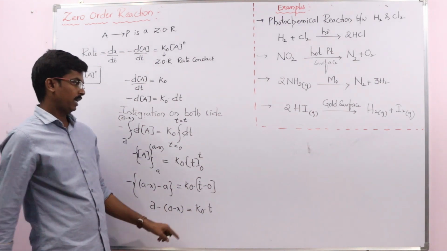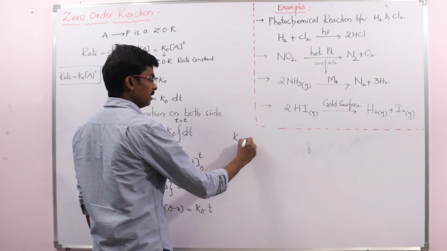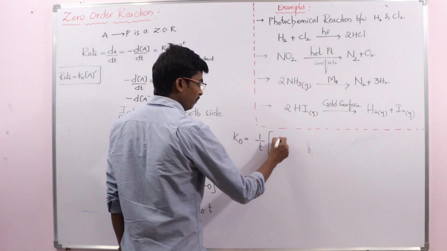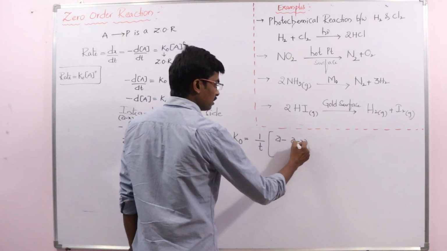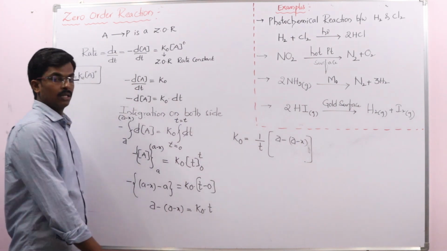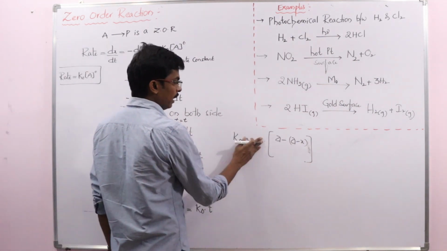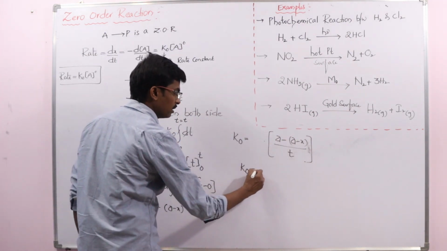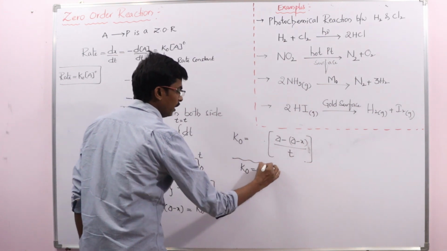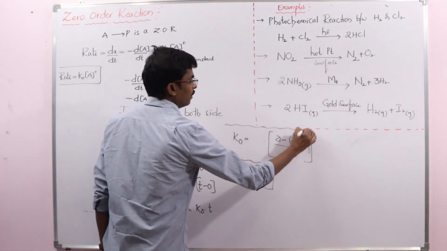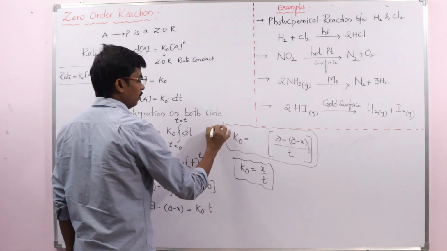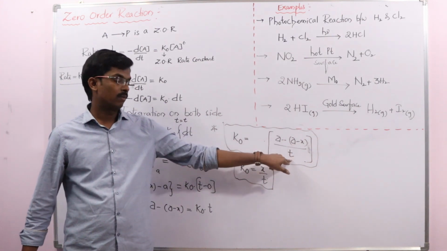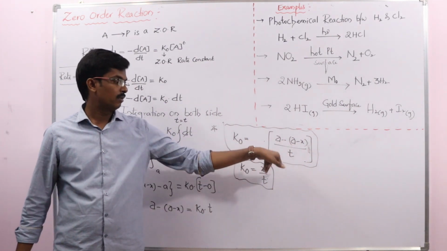Here what we need is K naught. K naught is equal to 1 by t times A minus x. Since A minus x... what do you get? K naught is equal to x by t. So the integral form of a zero order reaction can be written in these two forms: K naught equals A minus x by t, or K naught equals x by t.